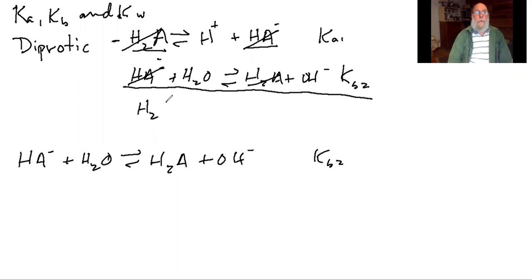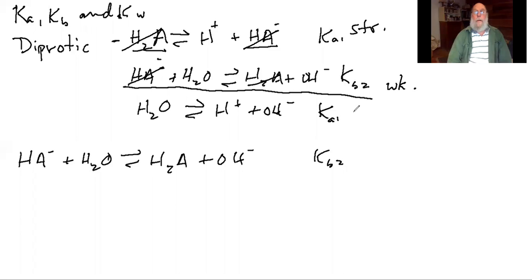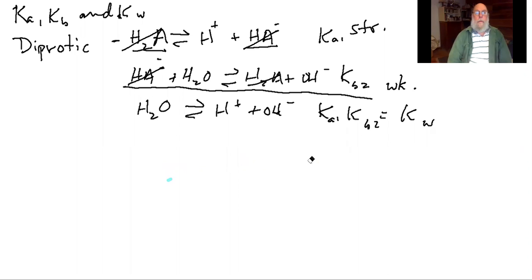our water dissociating into a proton and a hydroxyl. So the stronger acid and the weaker base go together. So we've got Ka1 times Kb2 is Kw. And we also have Ka2 times Kb1, the weaker acid and stronger base, also Kw.